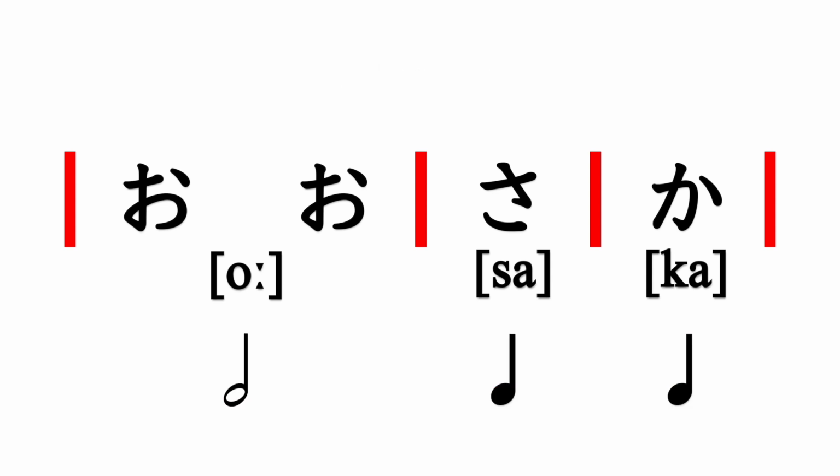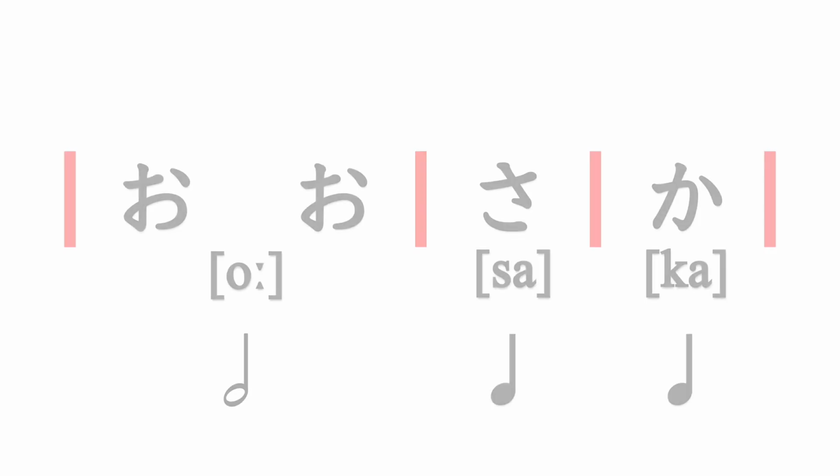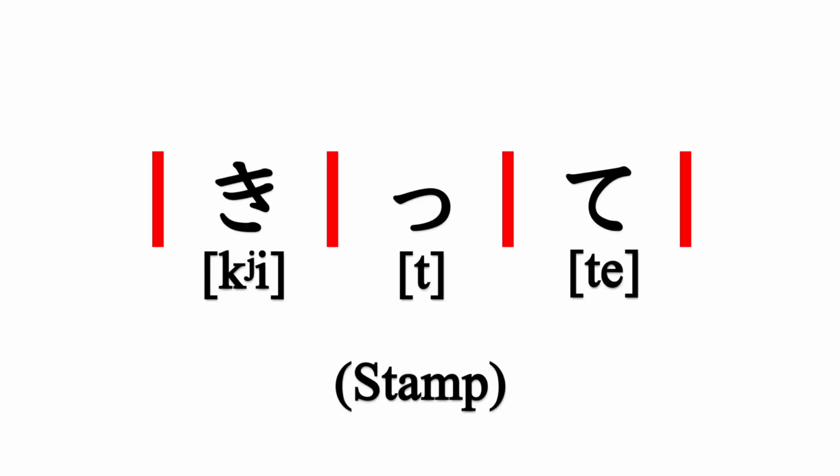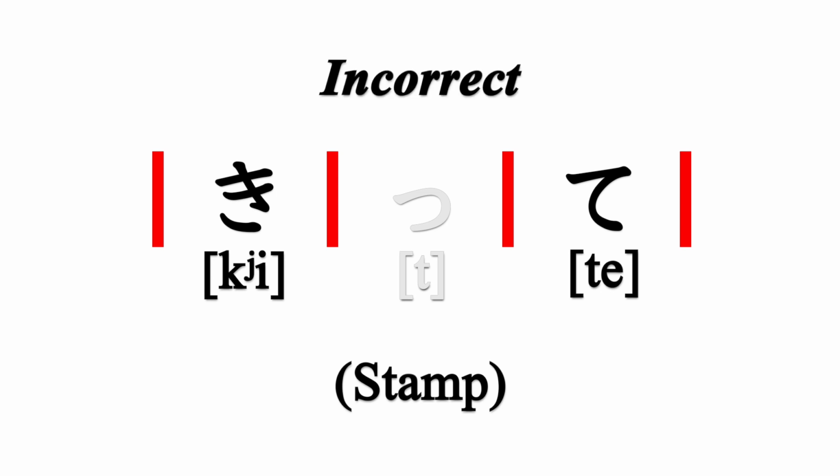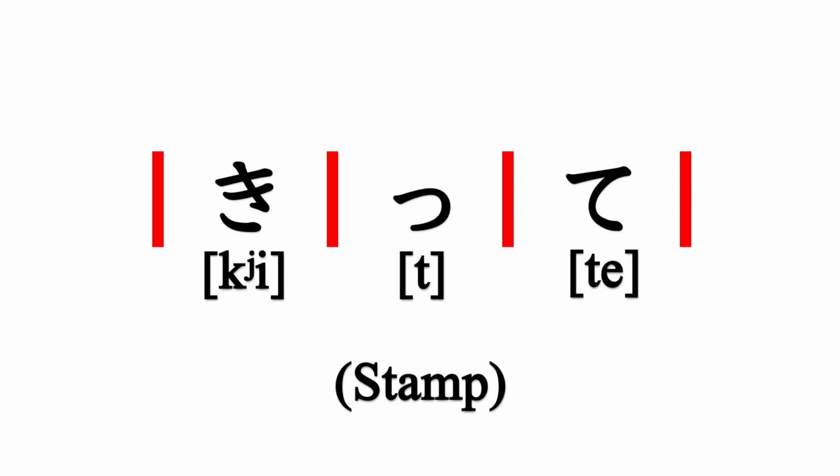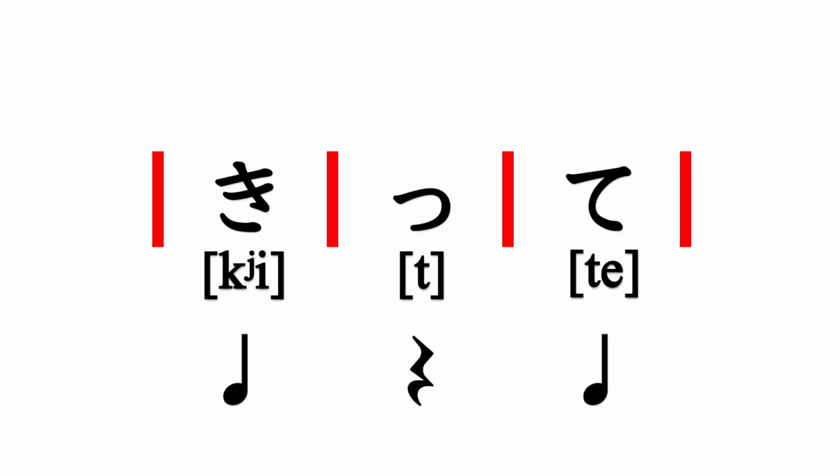Same thing with a small tsu. For example, the word kitte. If you don't pronounce the small tsu for a duration of one mora, it sounds like kite, kite. Kitte, kitte.